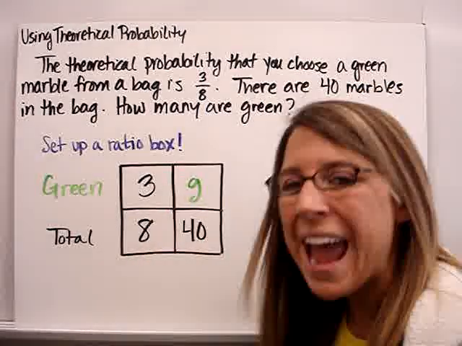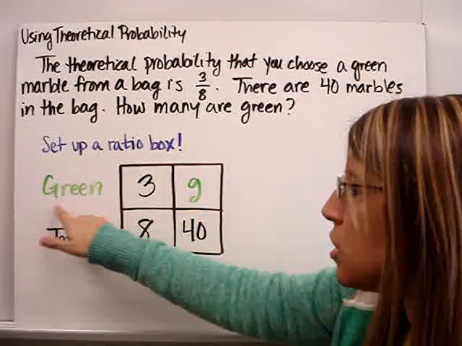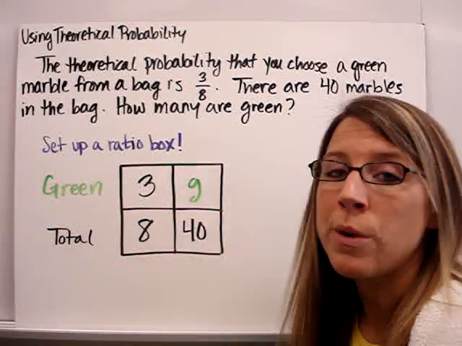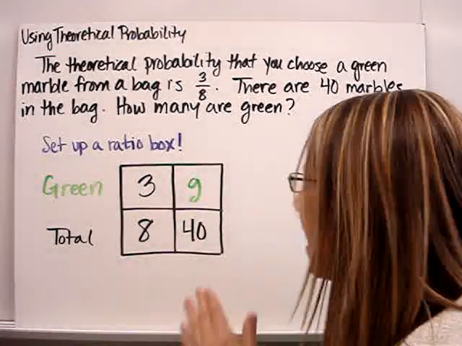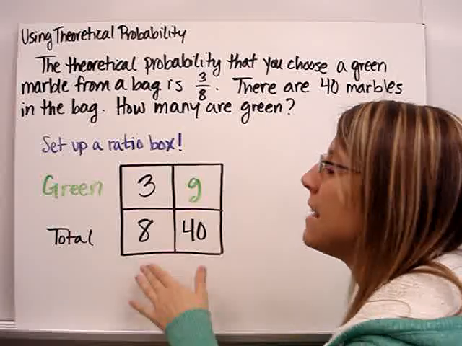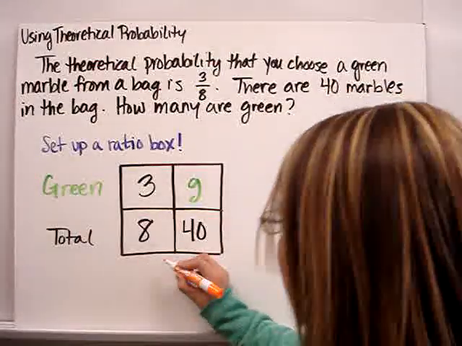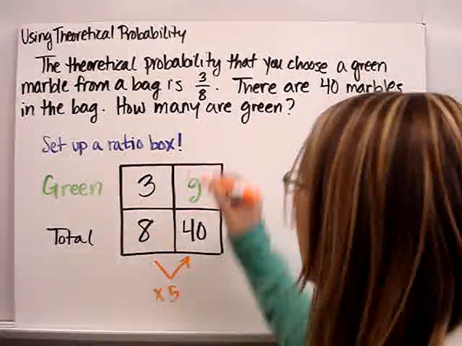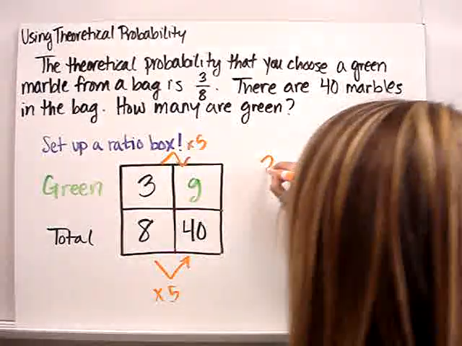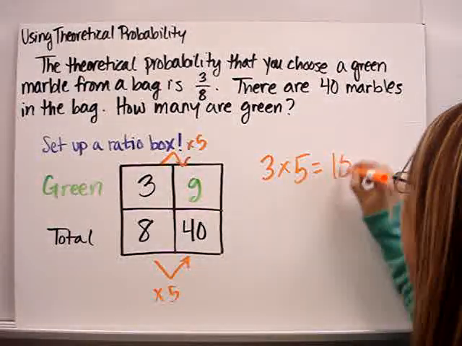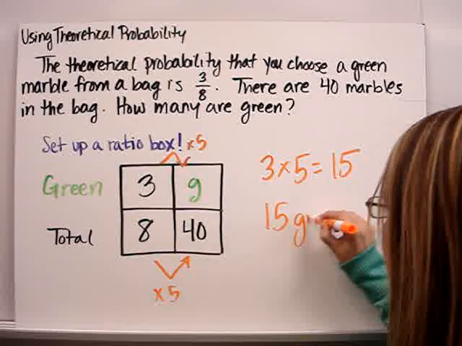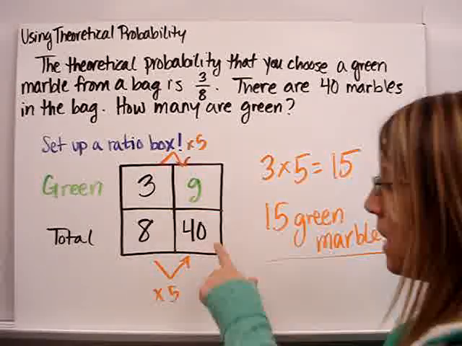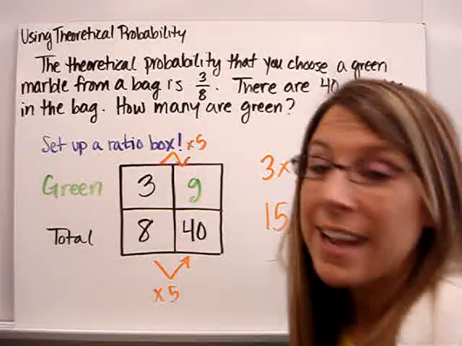So if the probability is 3/8, but there are 40 total, just make sure you set it up green over total and that it fits appropriately. The number of green out of 40 is what we don't know. What we do know is how easy it is to get from 8 to 40 multiplicatively. To get from 8 to 40, we simply multiply by 5. And so all we have to do is multiply 3 by 5. 3 times 5 is 15, so we can very easily state that there are 15 green marbles out of the 40 because we were given the theoretical probability.